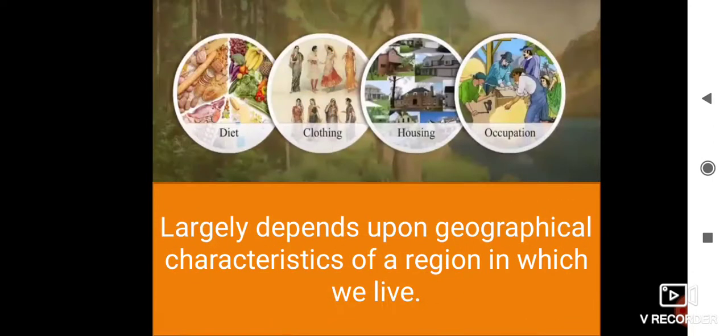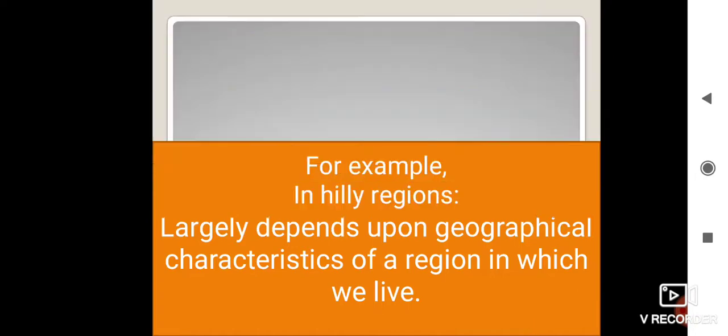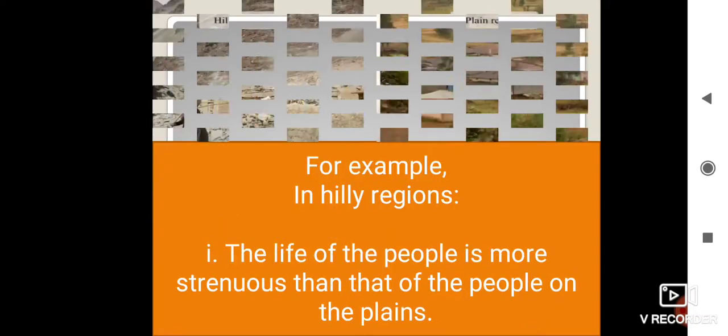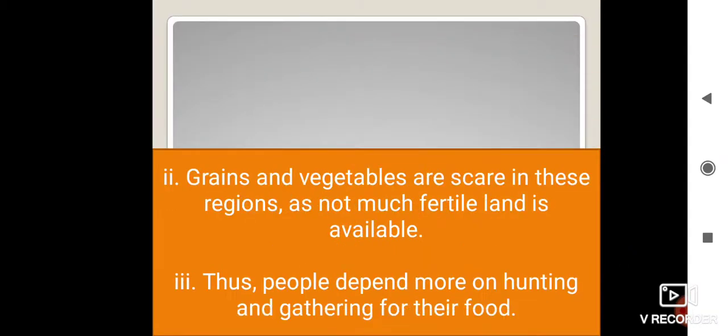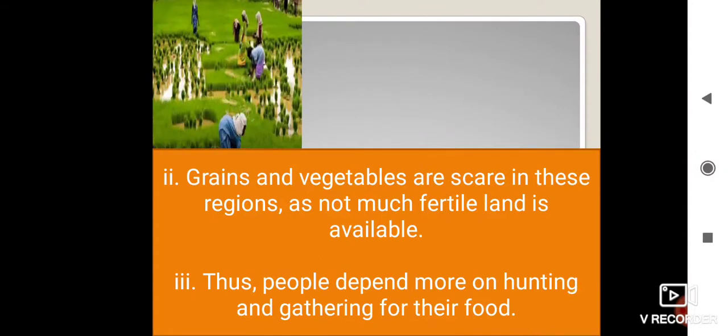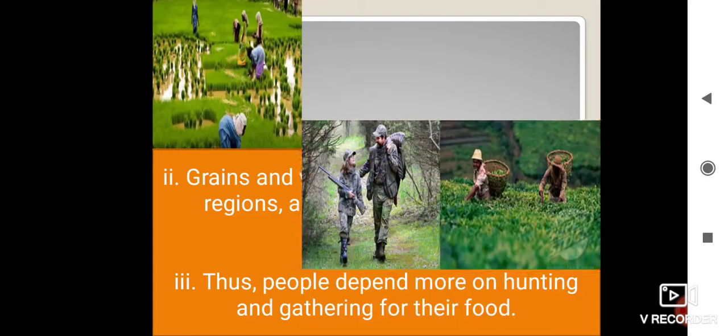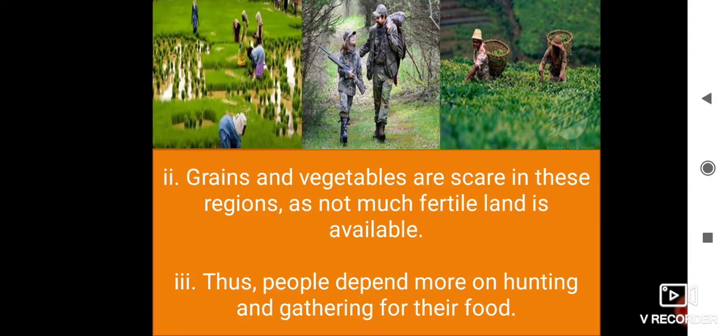Our diet, clothing, housing, occupation, in fact, all human life in any region depends to a large extent on its geographical characteristics. For example, in the hilly regions, the life of the people is more strenuous than that of the people living on the plains. Strenuous means difficult. Grains and vegetables are scarce in these regions as not much fertile land is available. Thus, people depend more on hunting and gathering of their food.